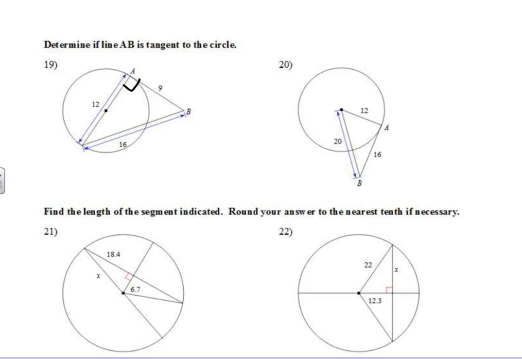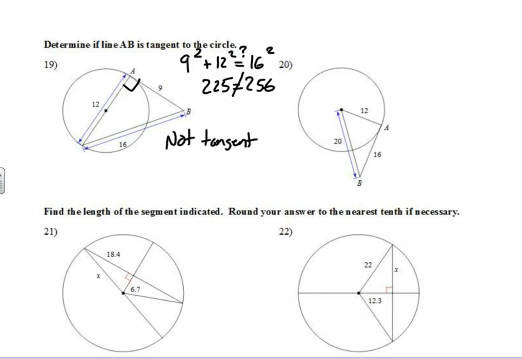If it forms a right triangle, it'll satisfy the Pythagorean theorem. So the question is, 9 squared plus 12 squared, does that equal 16 squared? That's a question mark. If it does, then we've got ourselves a right triangle. So 9 squared plus 12 squared is 225. 16 squared is 256. Those are not equal. So, therefore, it's not tangent because it would have to be a right triangle.